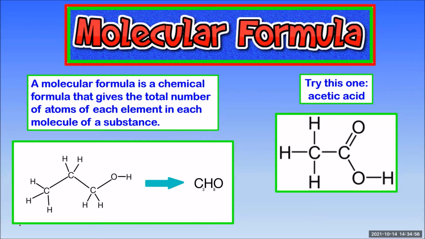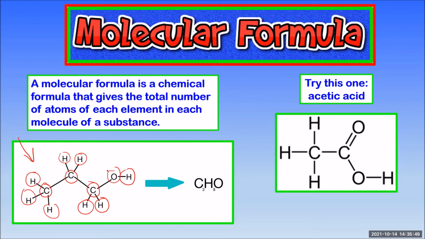Let's start by explaining what all these terms mean. The molecular formula shows the actual number of atoms of each element in a compound. We see here the structure of propan-1-ol. All we need to do is count the atoms. Carbon, 3, hydrogen, 8, and 1 oxygen. The molecular formula is C3H8O.